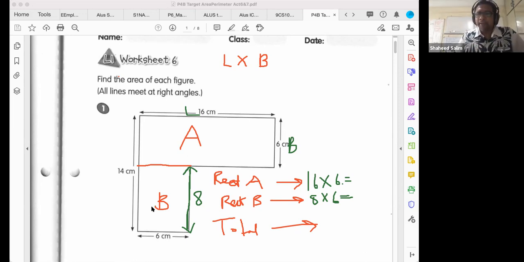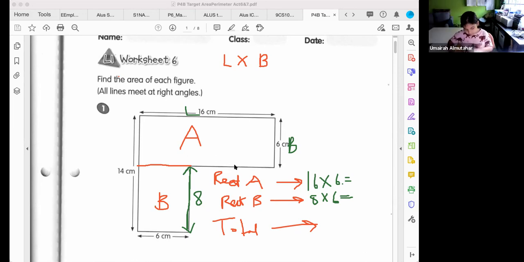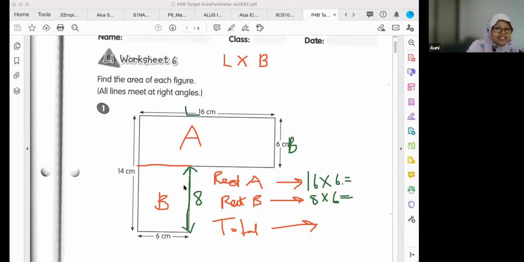Amara. Rectangle A, 16 times 6. Rectangle B, 8 times 6.